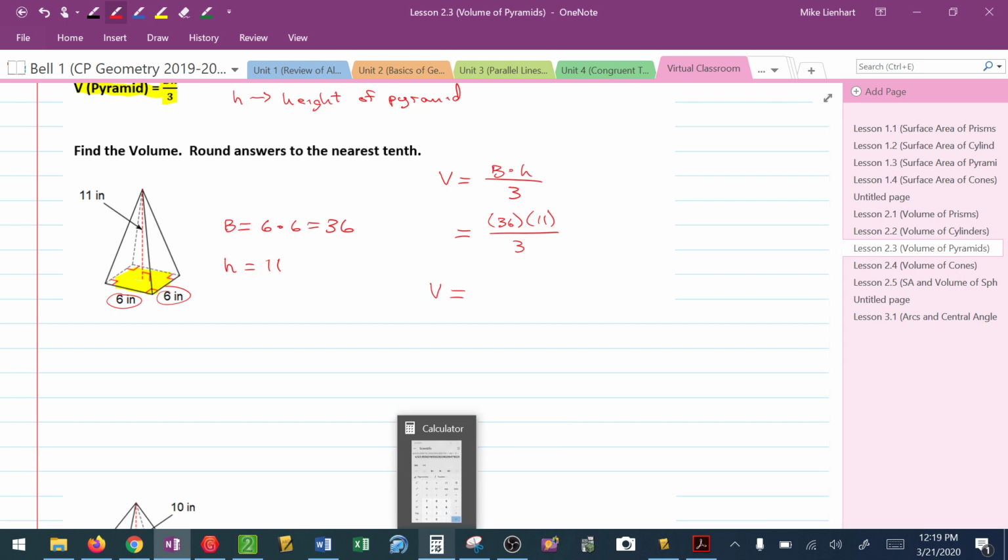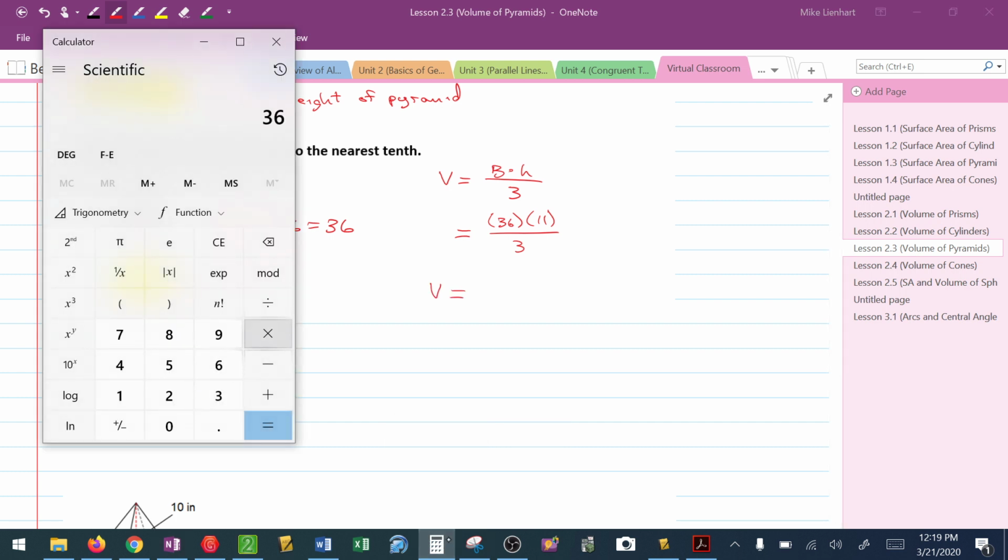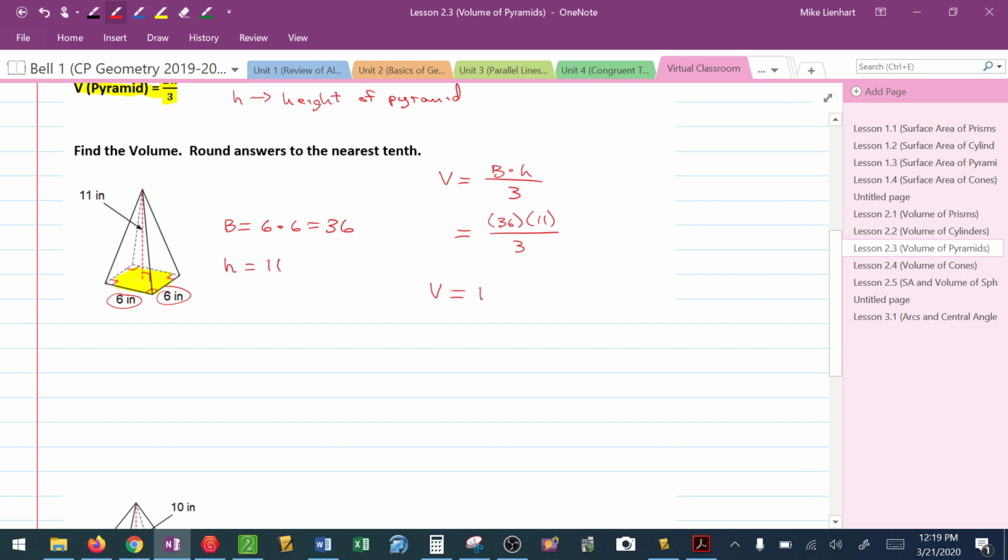Remember, again, we're going to deal with cubic units here. So I've got 36 times 11. Divide that by 3. And that gives me 132 cubic inches.